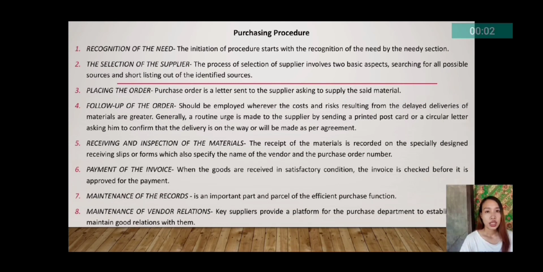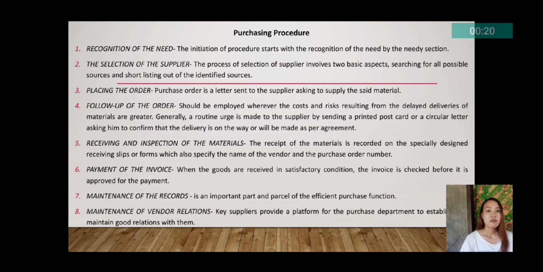Purchasing procedure. Recognition of the need. The initiation of the procedure starts with recognition of the need by the needs section. So, the need for purchasing a product must be recognized.